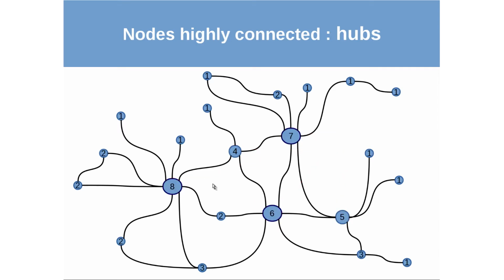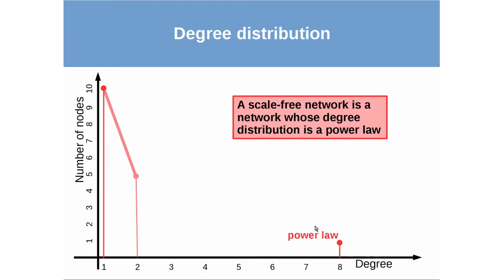Here, we note for each node the number of connections that it has. This number is called the degree of the node. If we report for each degree the number of nodes having this degree, we obtain this type of distribution, called a power law. We give then the following definition. A scale-free network is a network whose degree distribution is a power law.